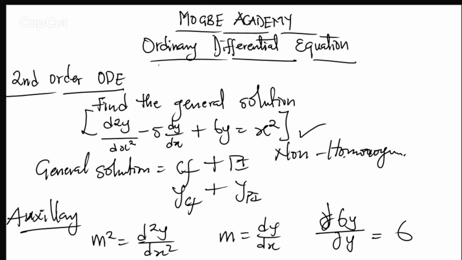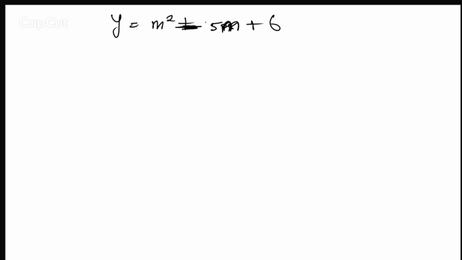After getting your auxiliary equation, we can see that it has the form of a quadratic equation. Are we together? So what you simply do is solve the equation quadratically. Solving the equation quadratically, we equate this with 0. So you simply have m square minus 5m plus 6, and this will be equal to 0. We can see that we now have a quadratic equation.